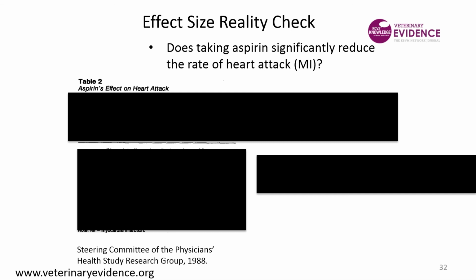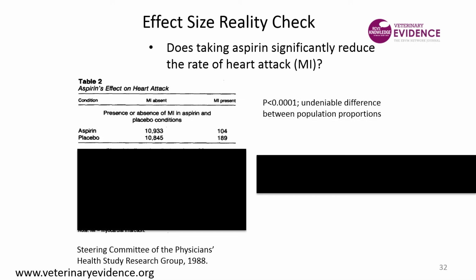There's this huge study, the Physicians' Health Study, where they took 22,000 physicians. Half of those took aspirin and half took a placebo. Then they counted the number that had heart attacks, MIs in particular. It's pretty clear that the placebo group had more, and the p-value was quite small. There's an undeniable difference between the population proportions, so no doubt there's a big difference there.